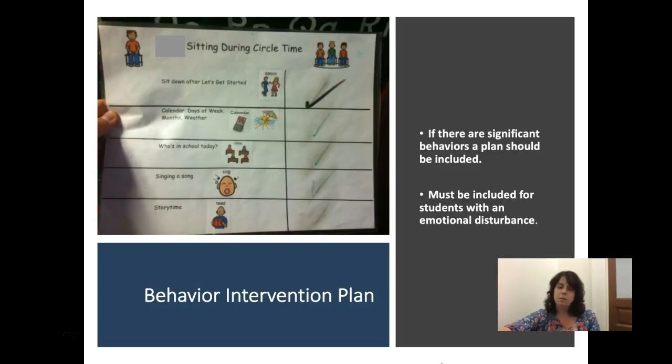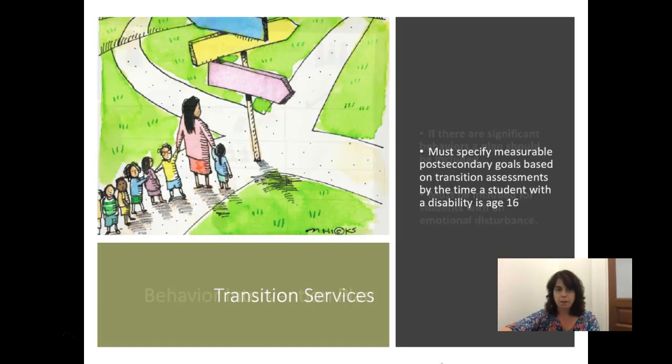And the next couple things are not going to be required for every student, but if it's applicable, there would be a behavior intervention plan that would be included in the IEP. So if there's significant behaviors, those should be included, and they must be included for a student that qualifies for an IEP with an emotional disturbance.